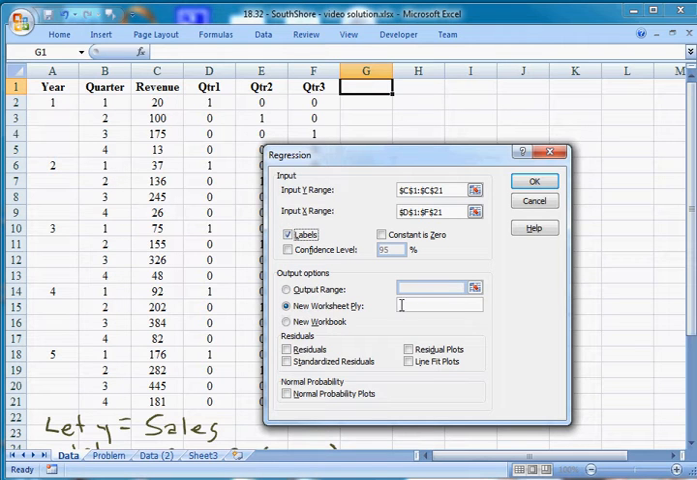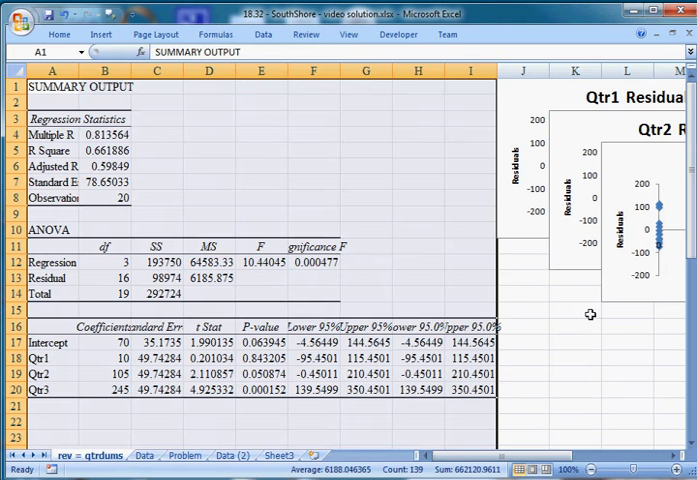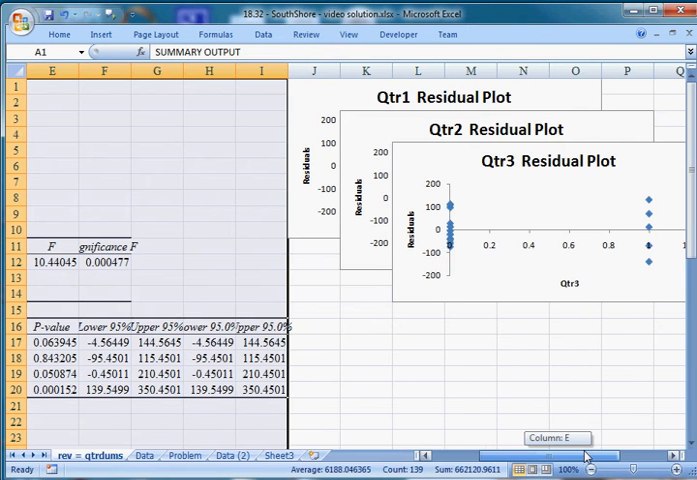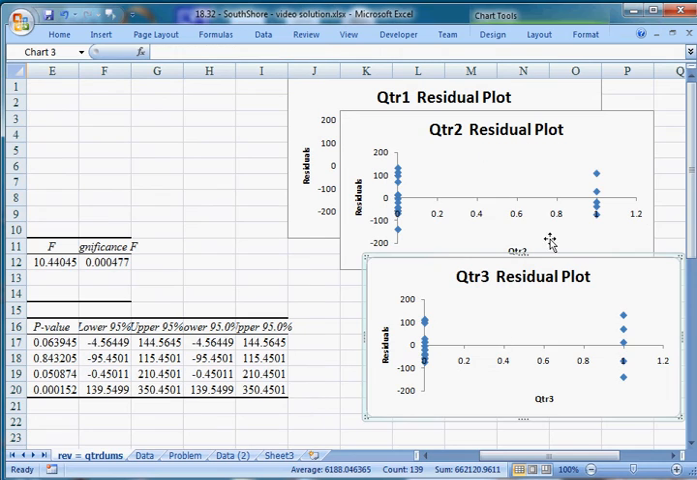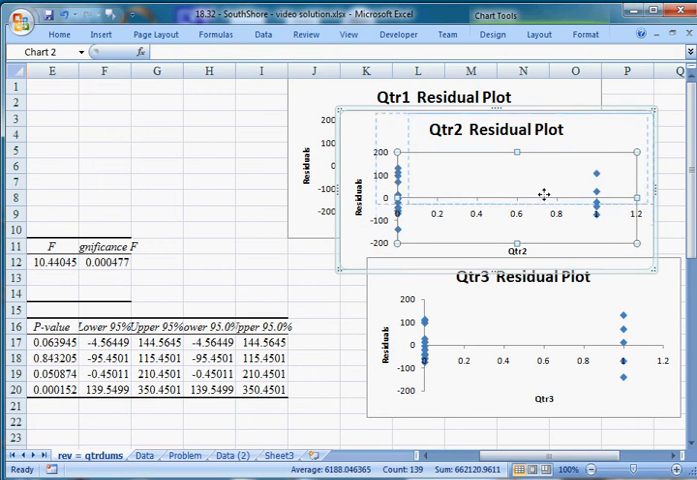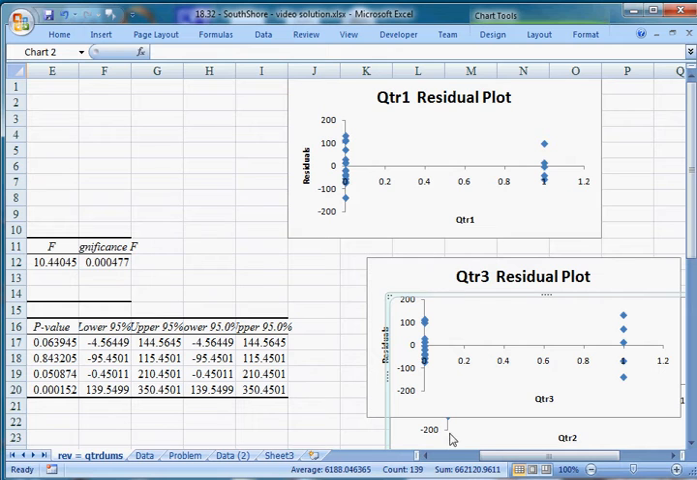And then our new worksheet is going to be called Rev equals quarter dums. That way I know from the tab what the dependent variable is and what the independent variables are. It's just the dummies. I'm going to include residual plots. You don't have to do that. Click OK. We don't learn too much from the residual plots, except that it appears we don't have homoscedastic errors exactly. That's fine.